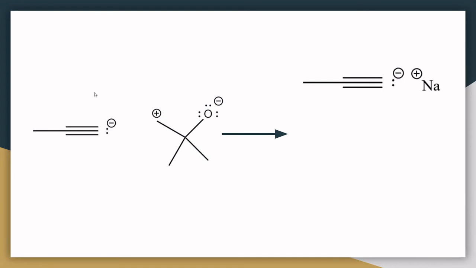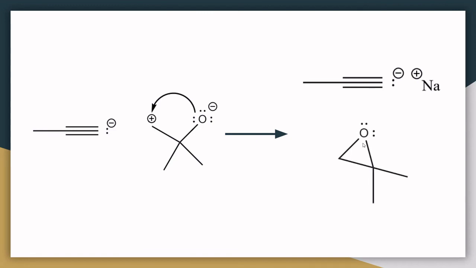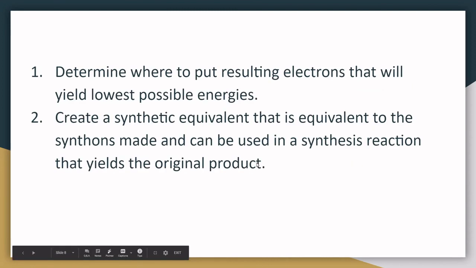Now for our second molecule, this molecule is actually resonance stabilized, which may or may not be evident. If we put the electrons from the negatively charged oxygen to the positively charged carbon, that makes our synthetic equivalent for this molecule, which is an epoxide. So that is it for the example problems.